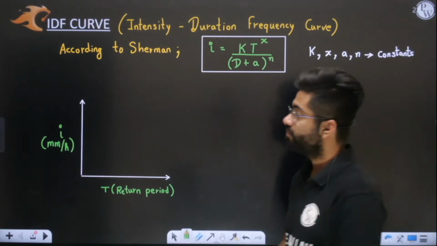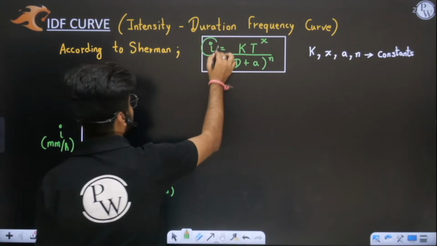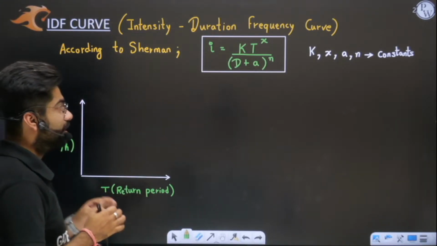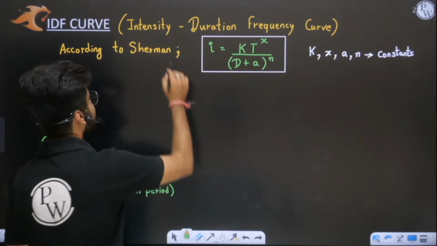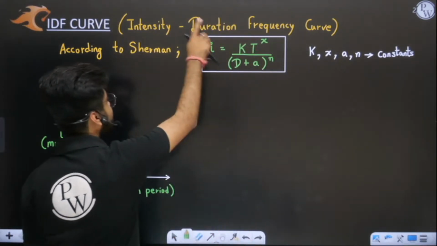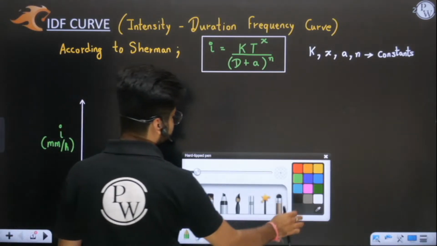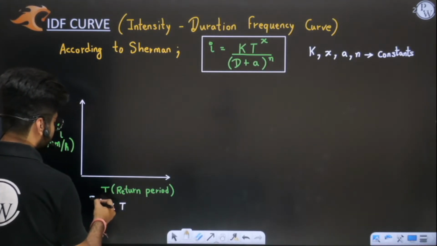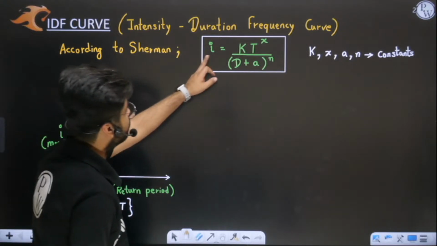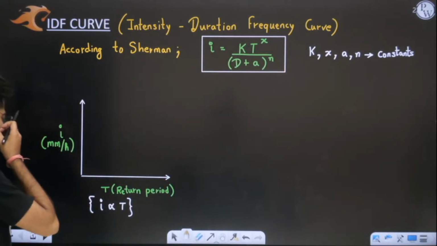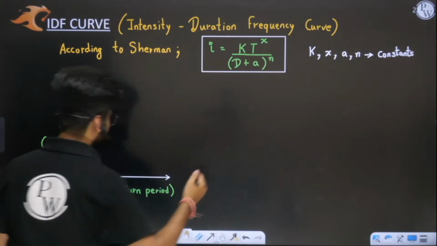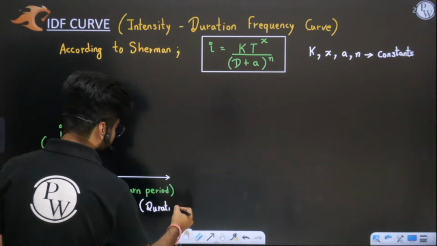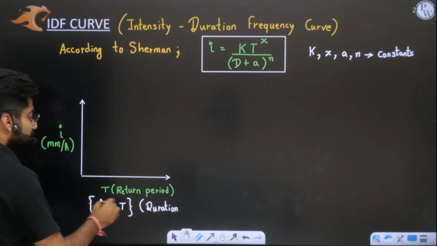But one thing is for sure, whenever we are trying to relate I and T, at that moment duration has to be constant. Yes or no? Whenever we are trying to relate intensity and return period, then duration, the third thing, has to be constant. So I will write the exact relationship here: I is proportional to T power X. Let us imagine that the value of X is 1. But one thing is for sure, that for constant duration, duration of rainfall is constant when we are comparing them.